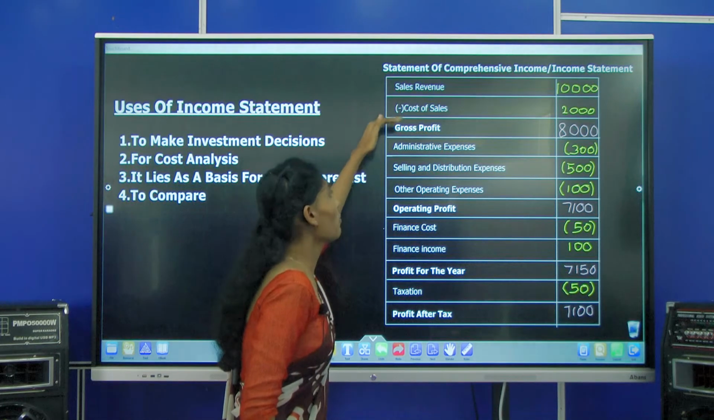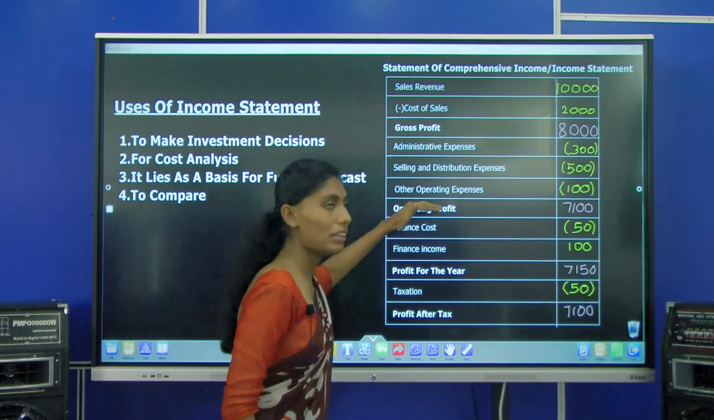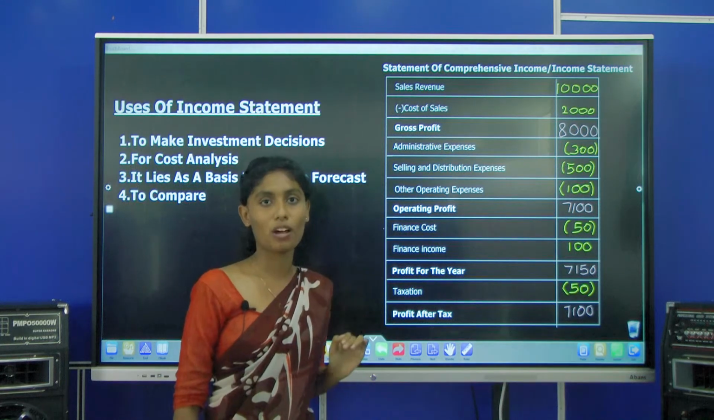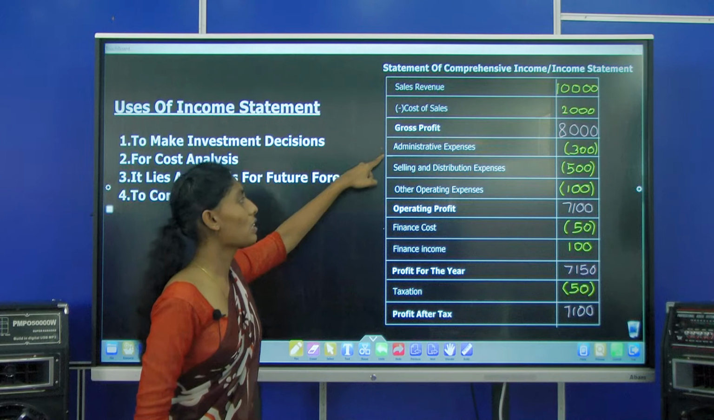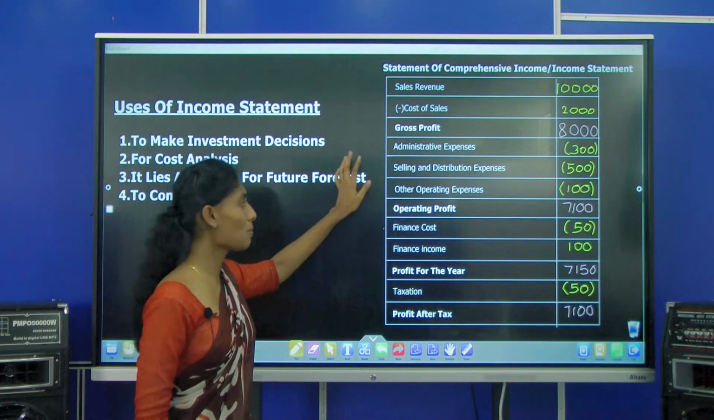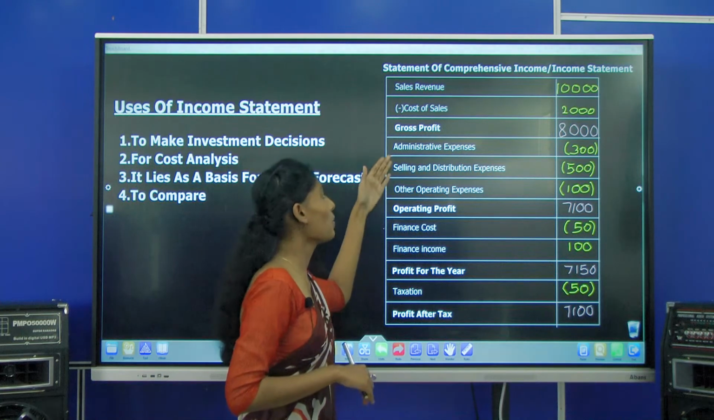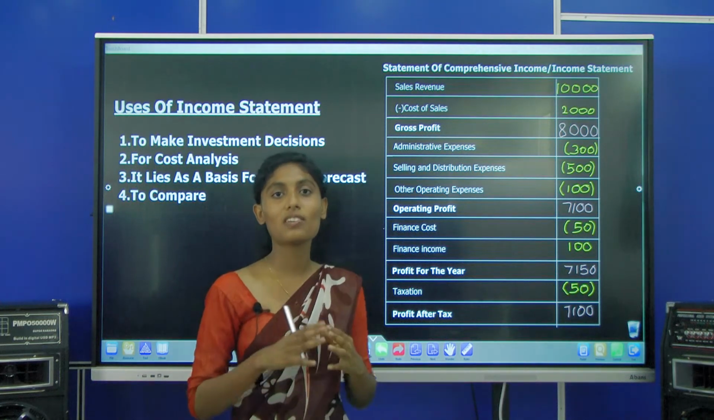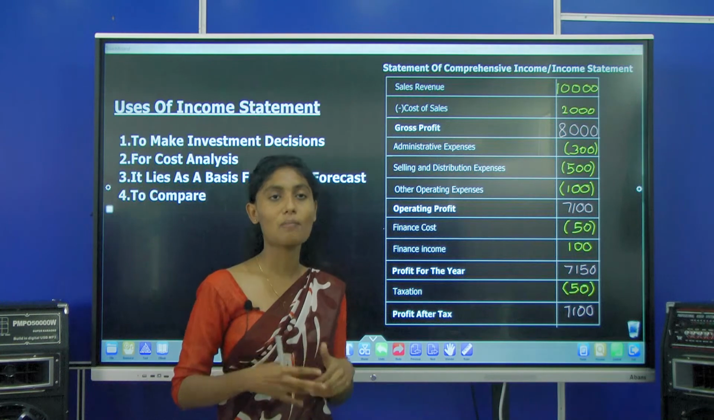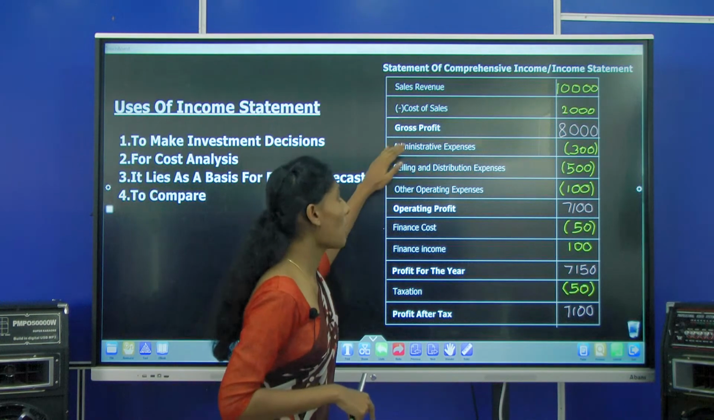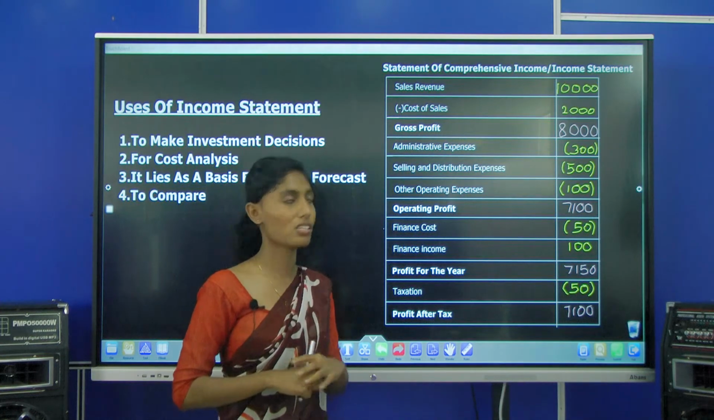Then from the gross profit, you minus all the expenses, and we get the net profit, or we call it operating profit. So we have administrative expenses, selling and distribution expenses, and other operating expenses. What do you mean by administrative expenses? These are the general overheads of the business. Example, building rent, insurance, telephone charges. All this comes under the administrative expenses.